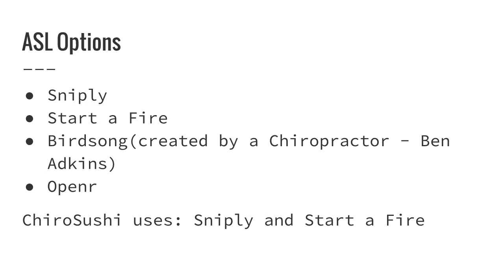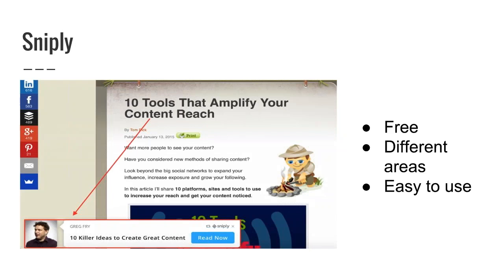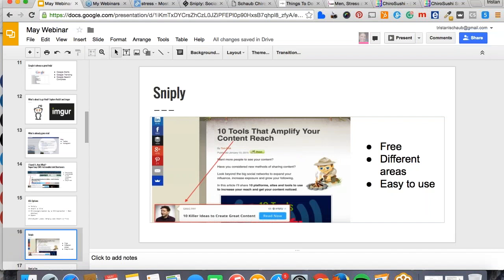There's Opener, which is a paid version. But the two best free ones are Start a Fire and Snipply. And Cairo Sushi, we use Snipply and Start a Fire, and we use Snipply in a variety of different ways. Again, it's free. They do have a premium version, but it's really easy to use. And I wanted to just show a live example of how this works.